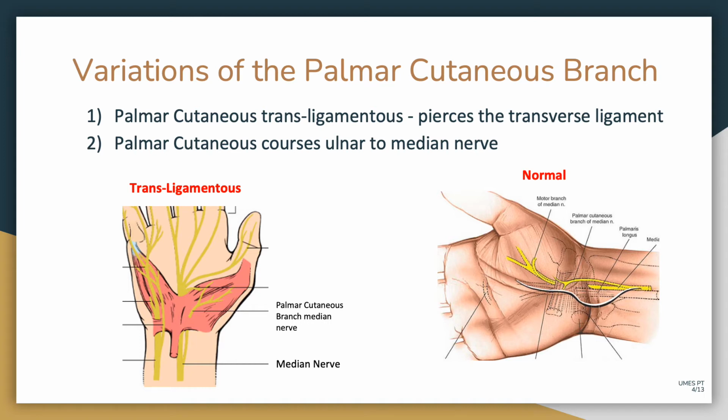And so if we look in the picture on the left, we have the transligamentous branch, so it is piercing the transverse carpal ligament. And then the palmar cutaneous branch, when it courses ulnar to the median nerve, instead of passing radial, it would just pass ulnar.